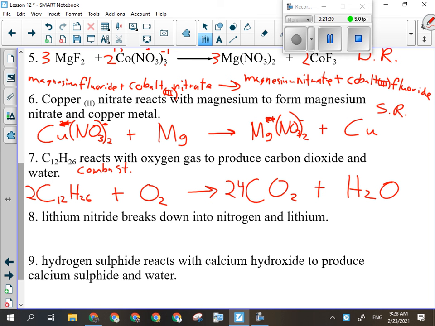Then I've got to look at my hydrogens. I've got 52 hydrogens on this side, so I'm going to go over here and make sure I have 52 hydrogens. 26 times 2. Now I can balance my oxygens. Over here, I've got 24 times 2 is 48, plus another 26 is 74, right? Yeah, I think so, 74. So I've got to go back over here and make sure I have 74 oxygens. 37 times 2, 74, yeah. So I shouldn't do math in my head. I should have just pulled out the calculator when I got lazy.